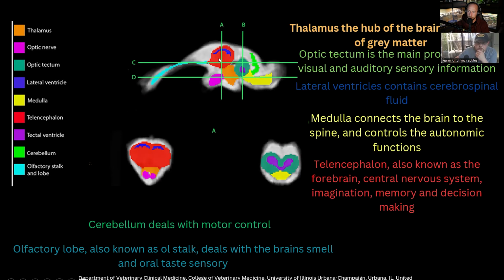And this part out front, if you guys can see, should I have a marker or something? No, I think it's good. I think we can see your mouse pretty clearly. Okay, I just want to make sure. So this is the olfactory lobe, and this deals with their smell, their taste, things like that.